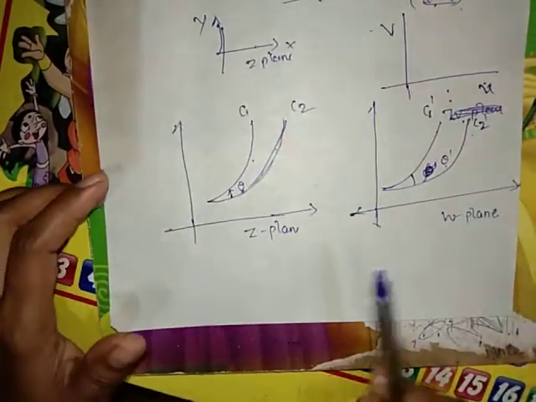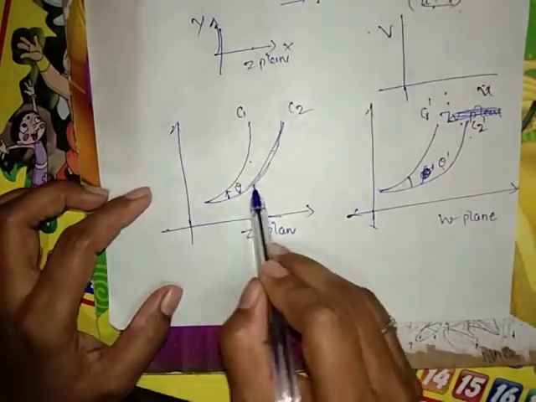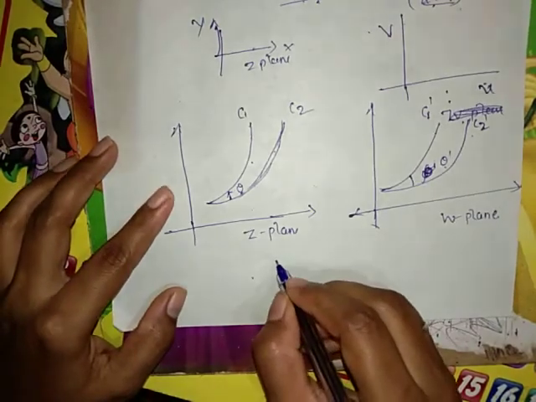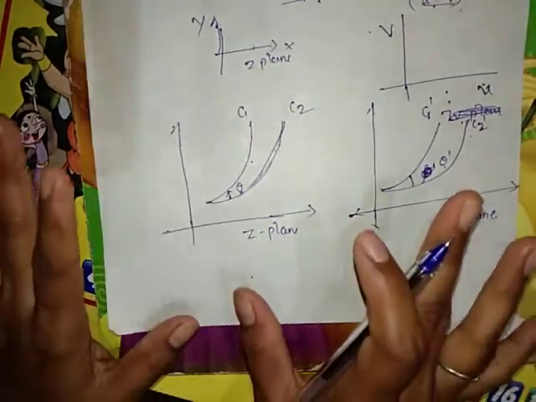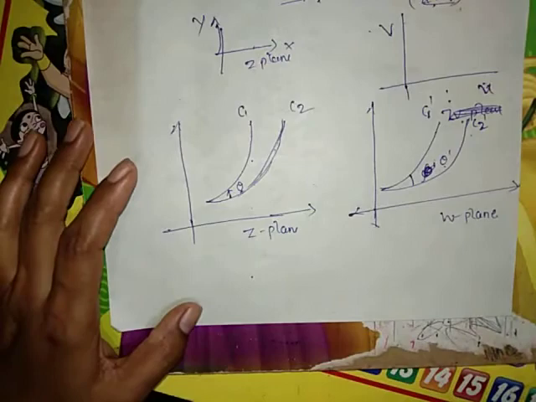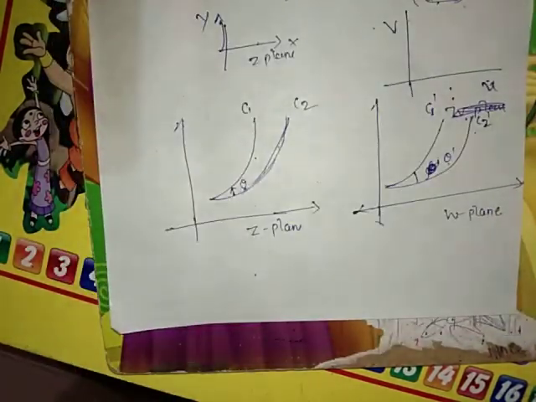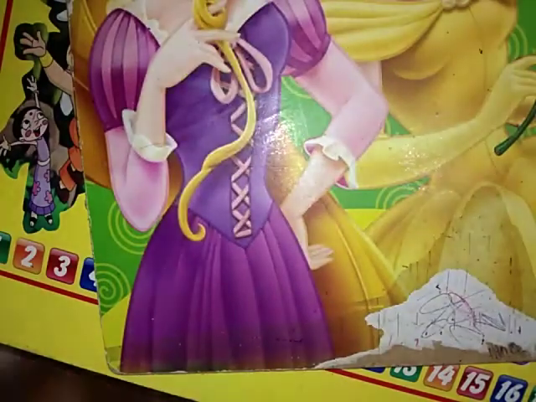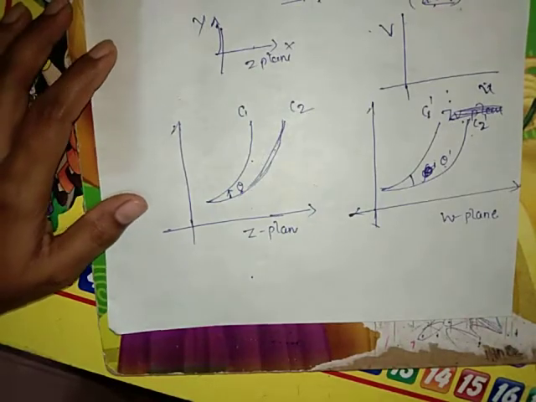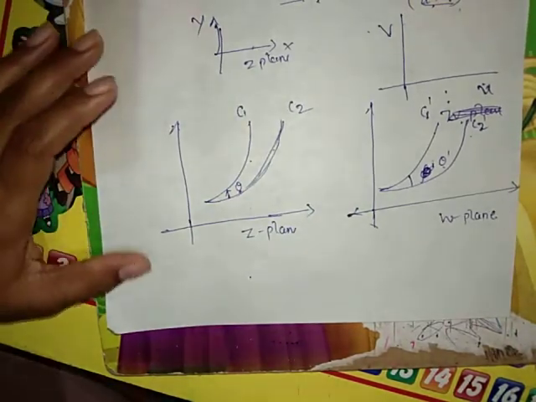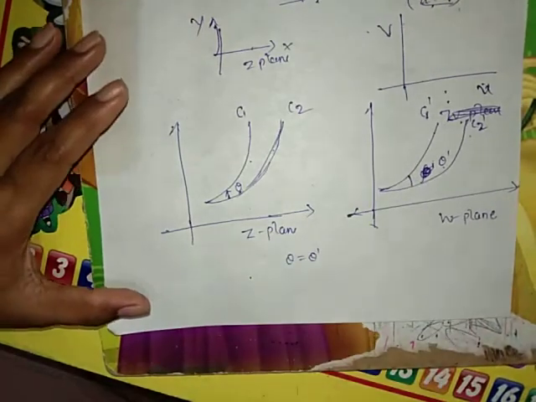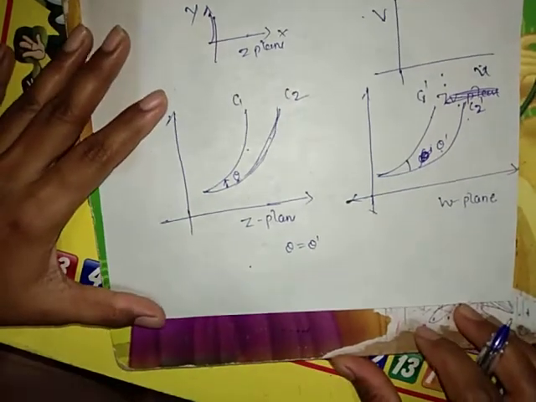if a transformation preserves the angle between the two curves, both in magnitude and direction, that is, the transformation preserves the angle between any two curves both in magnitude and direction, which is also called the sense, then it is called a conformal transformation. It means the transformation is conformal if theta equals theta dash, both in magnitude and also in direction.